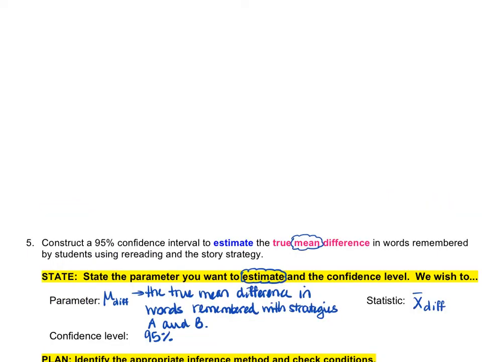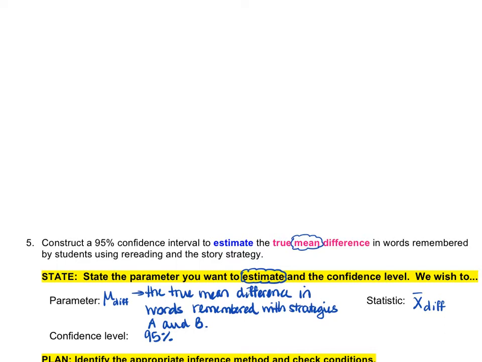The next thing that we want to do is construct a 95% confidence interval to estimate the true mean difference in words remembered by students using the rereading and using the story strategies. So remember that we're not finding the true difference, like we have in the past, or just the true value. What we're finding is the true mean difference, okay? Because we're using the difference column and then finding the mean of it. So what's the true mean?